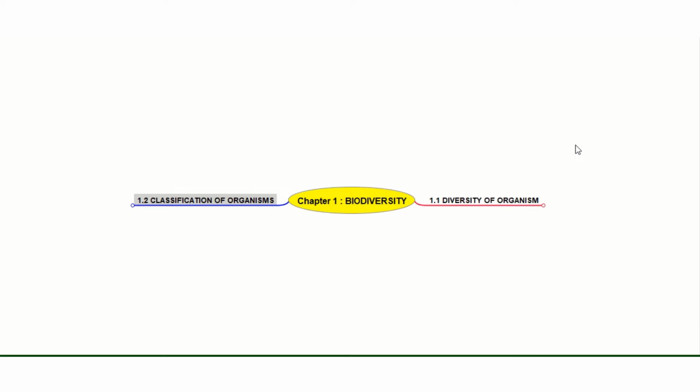Today we will learn about Chapter 1, Science Form 2, Biodiversity. For Chapter 1, Biodiversity, Science Form 2, we have two content standards: 1.1, Diversity of Organisms, and 1.2, Classification of Organisms. Let's discuss 1.1, Diversity of Organisms, first.